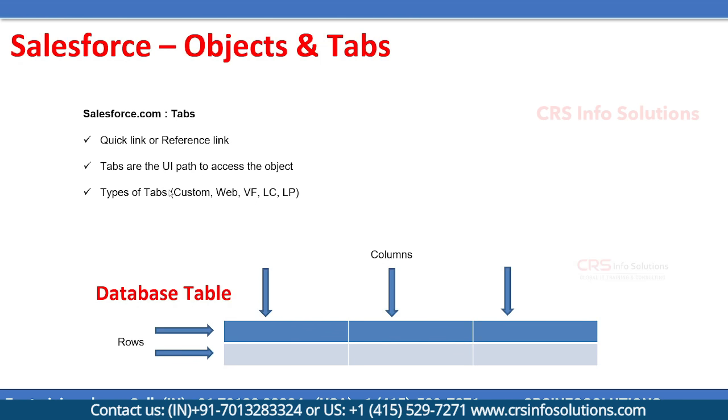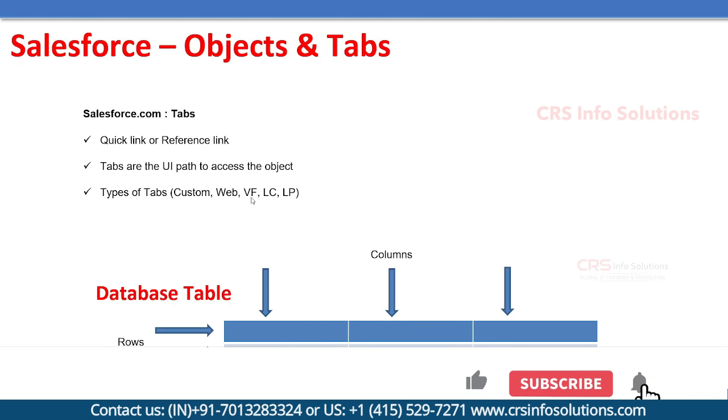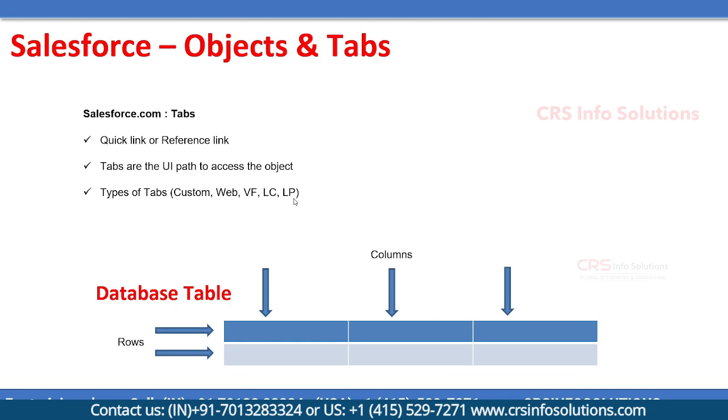There are four types of tabs available in Salesforce. One is custom tabs, second is web tabs, third is Visualforce tabs, and fourth is LC and LP tabs. We'll see more in detail about LC and LP tabs later. Right now we will focus on custom tabs. So let's see how to create an object and how to include a tab for a particular object.